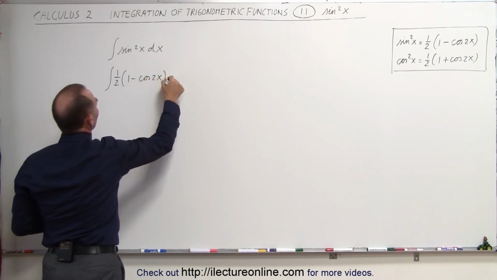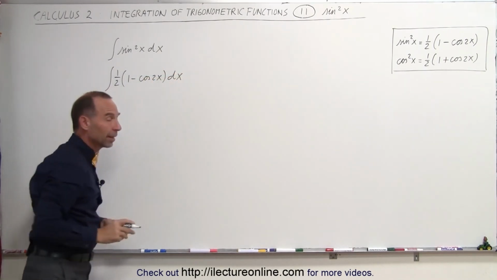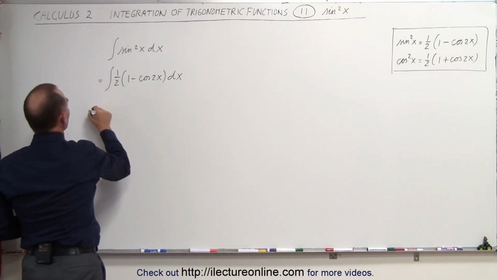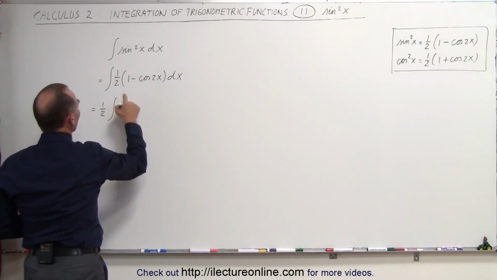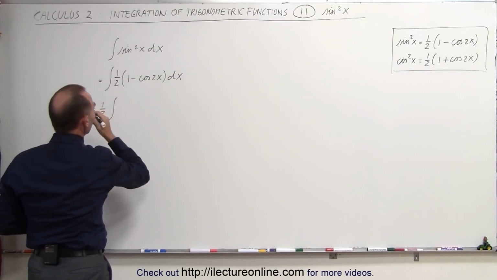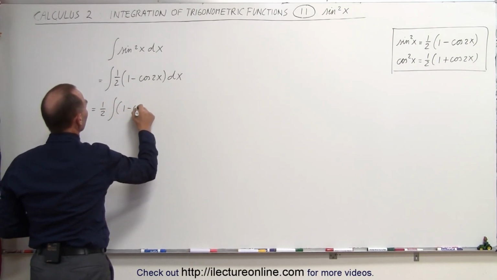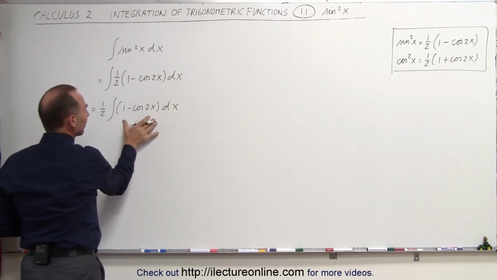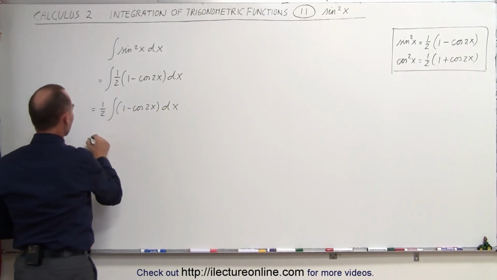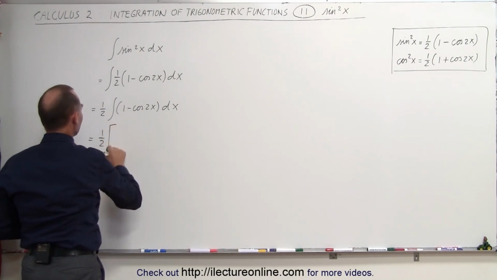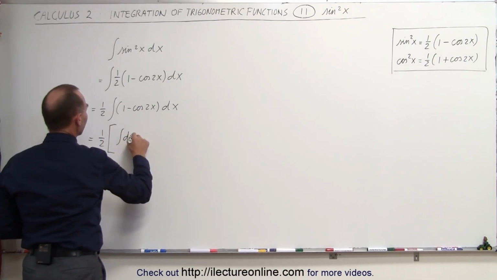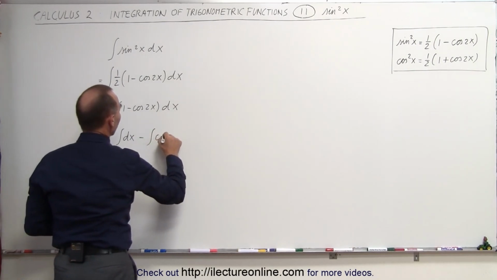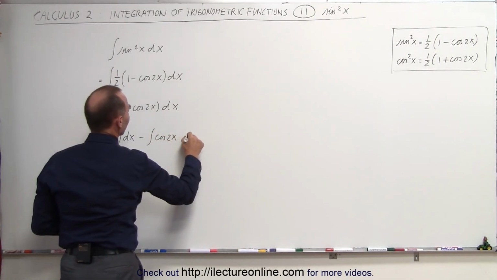Now notice we can take the 1/2 outside the integral sign. This is equal to 1/2 times the integral of 1 minus the cosine of 2x times dx. And then we can separate this into two separate integrals. So this can be written as 1/2 times the integral of 1 times dx minus the integral of the cosine of 2x times dx.